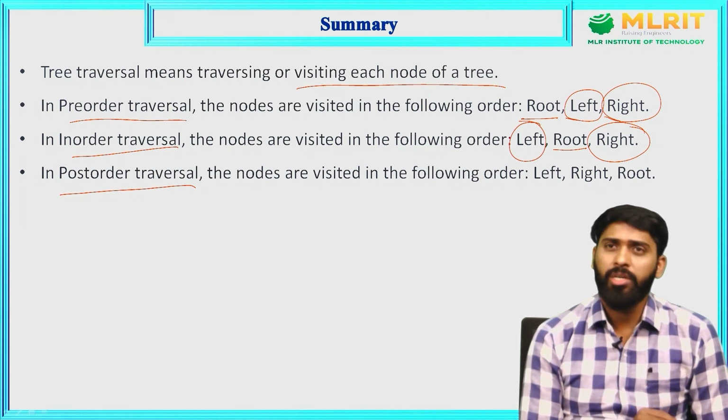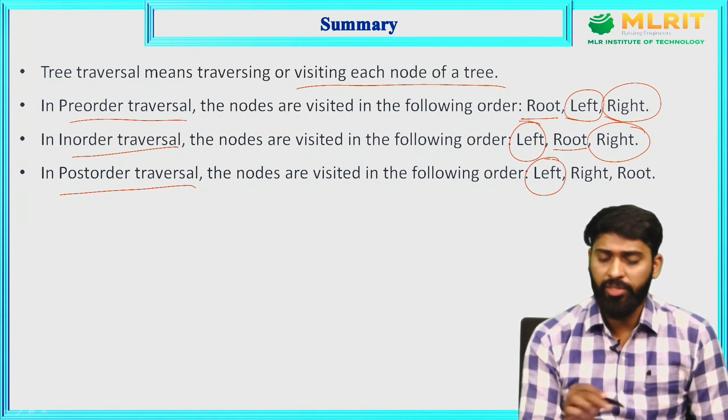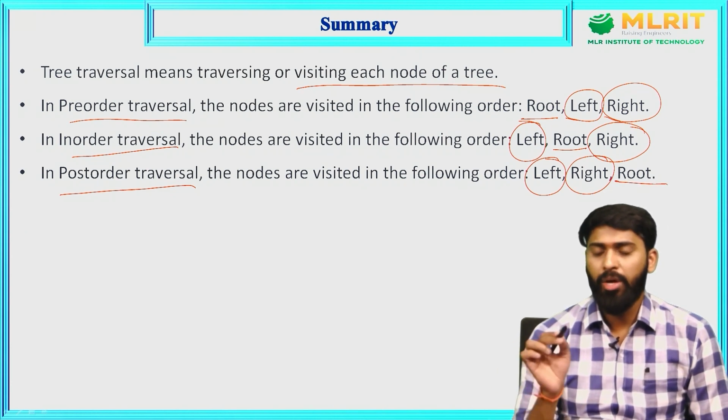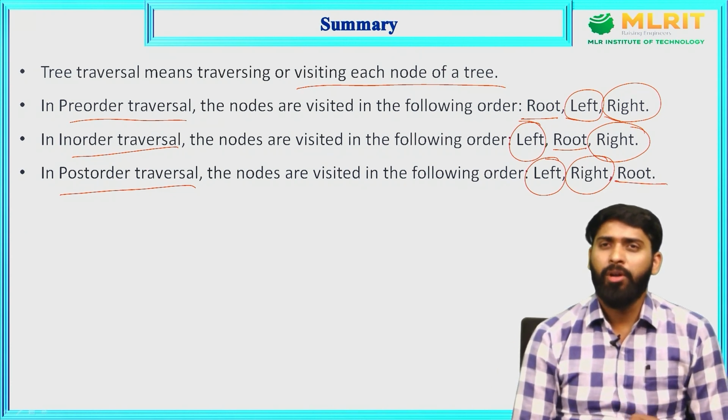In post order traversal, first visit the elements in the left subtree. After completion, then move to access the elements present in the right subtree, and finally visit root node. That's it. I hope you all understand tree traversing methods.